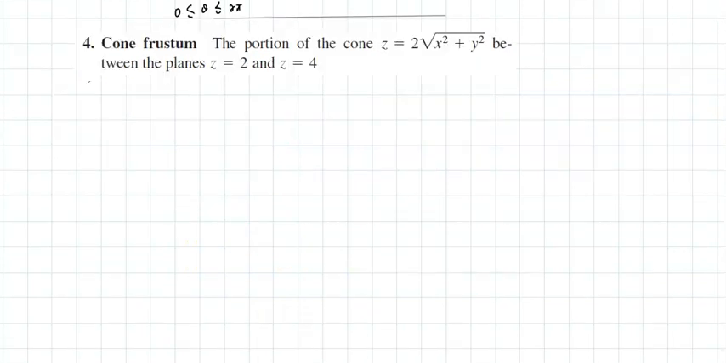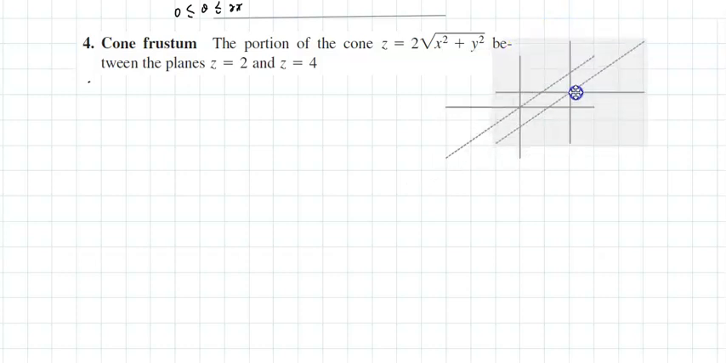Number 4 is the next problem. The portion of z equal 2x squared plus y squared. Well, let's see. Z equal 2x squared plus y squared. The graph is not needed, but it's a must if you can visualize it. If I zero the y, z equal 2x. Z equal 2x. Right there. And z equal 2y.